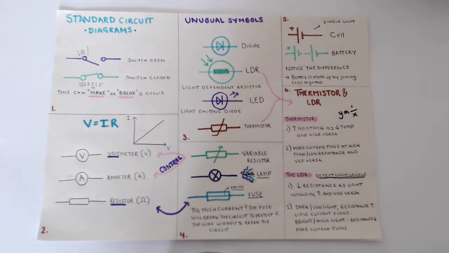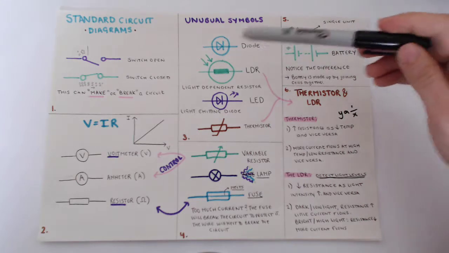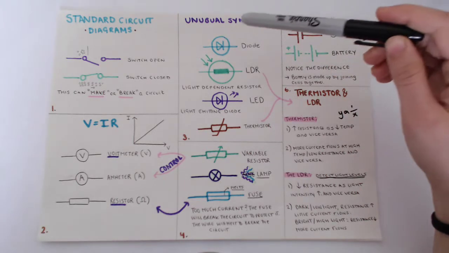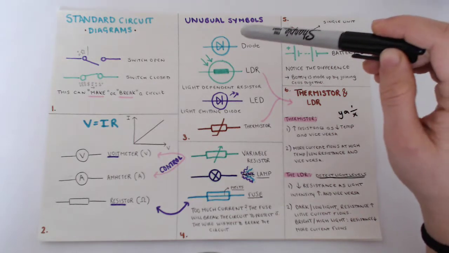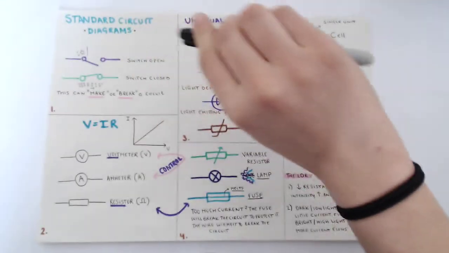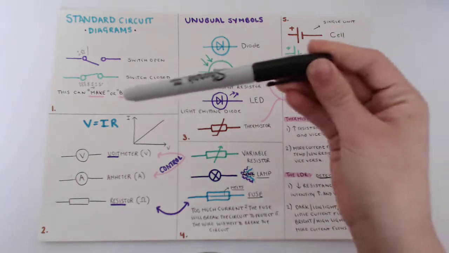Okay, moving on, we have some unusual symbols. Number 1, we have the diode, and it's like that start-stop symbol with a circle around it and a line going through the whole thing. This is in forward bias, so it's moving that way. Reverse bias would mean that the arrow is going that way.